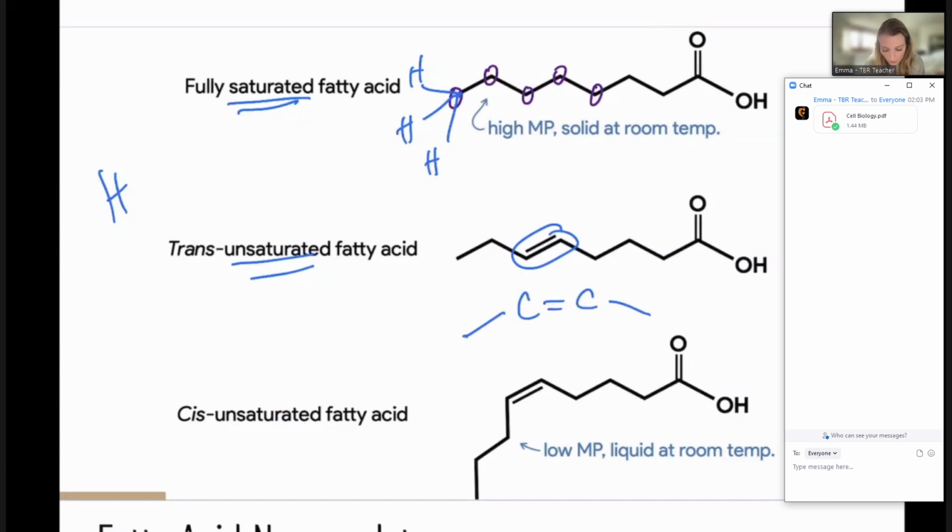So this actually already has 3 bonds. So now it only has 1 hydrogen here and 1 hydrogen here, compared to other carbons in this chain that are going to have 2 hydrogens each. So that's really the difference in the naming convention between a saturated fatty acid and an unsaturated fatty acid.